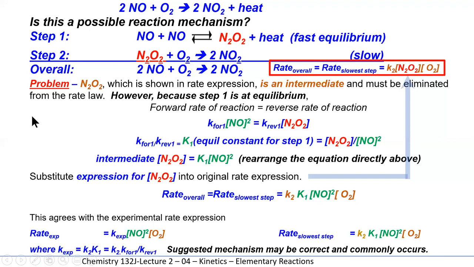So the suggested mechanism could be correct. We don't know for sure. Further experimentation would obviously need to be done. One thing you might do is try to find N2O2. Again, how do we do that? We could find it using high-speed lasers fired at the mixture to see if the characteristic absorption and re-radiation of a particular wavelength of energy is detected.